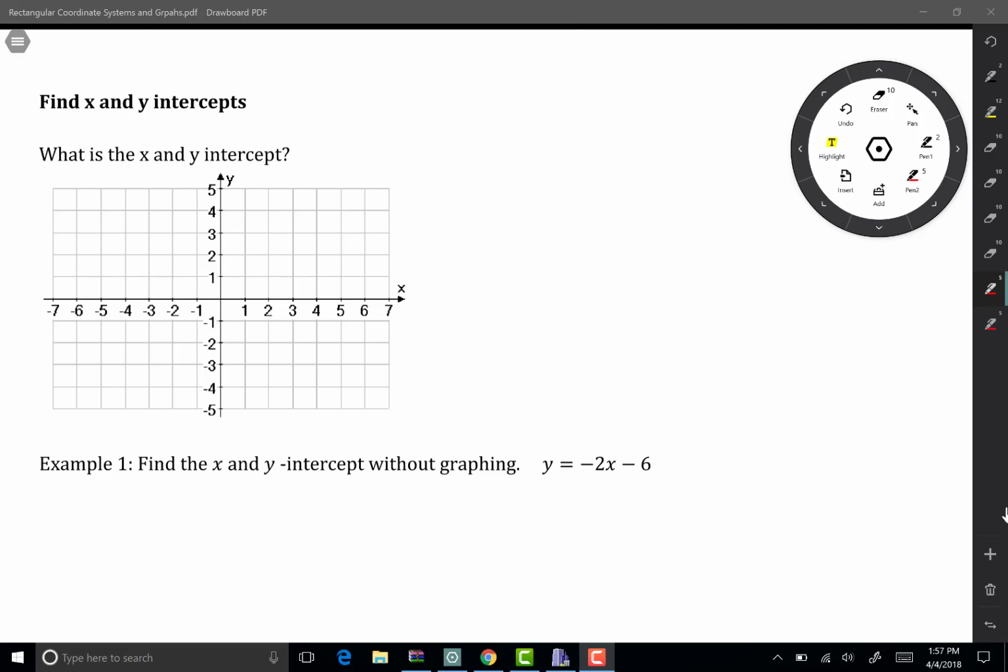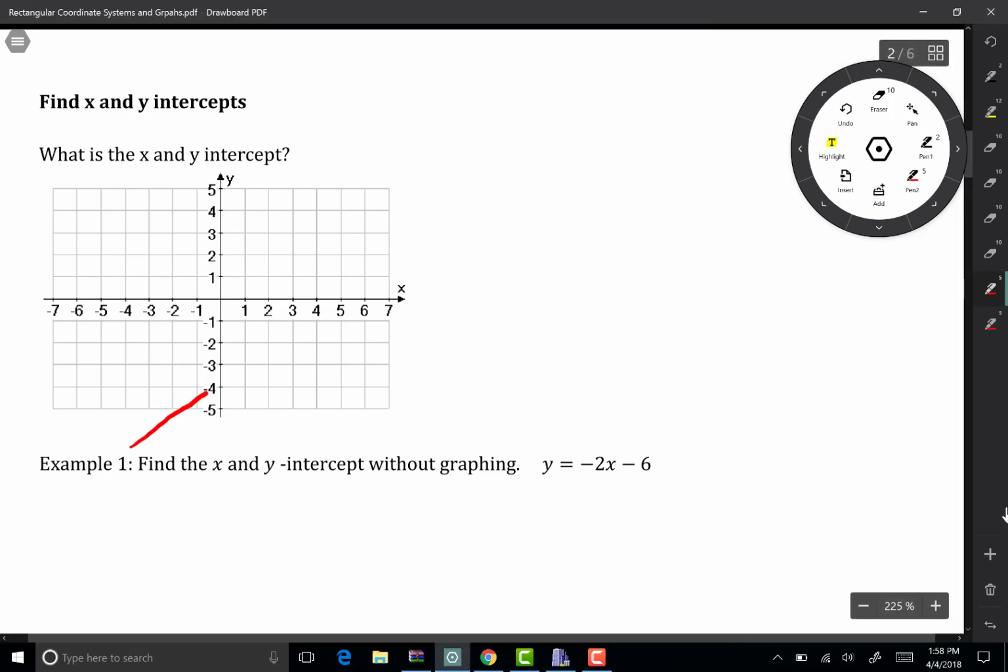In this video, I'm going to introduce you to finding X and Y intercepts. Now, the intercepts of a graph are points at which the graph crosses the axis. If we're talking about the X-intercept, that's the point where it crosses the x-axis, and the Y-intercept is where it crosses the y-axis.